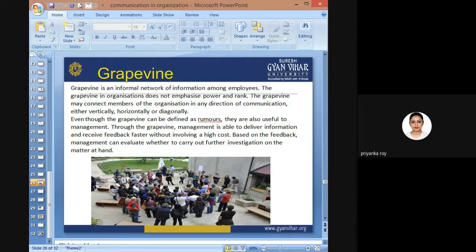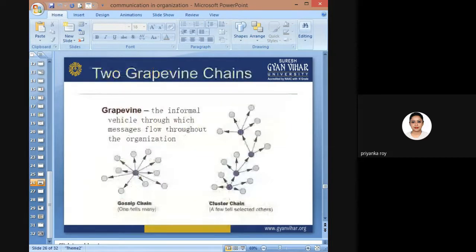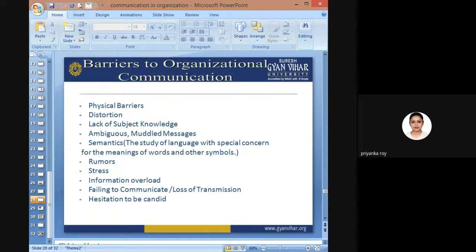Through the grapevine, management is able to deliver information and receive feedback faster without involving a high cost mode of communication. Based on the feedback, management can evaluate whether to carry out further investigation into a matter at hand or not. The grapevine is an informal vehicle through which messages flow throughout the organization. The gossip chain and the cluster chain are types of grapevine which can be found in an organization.